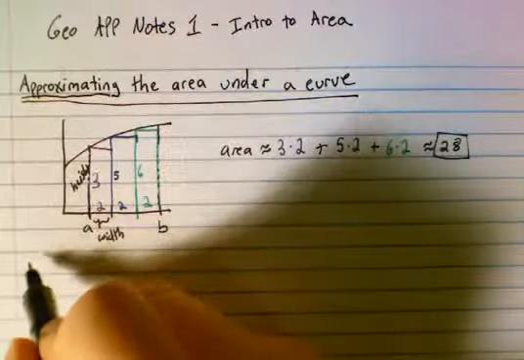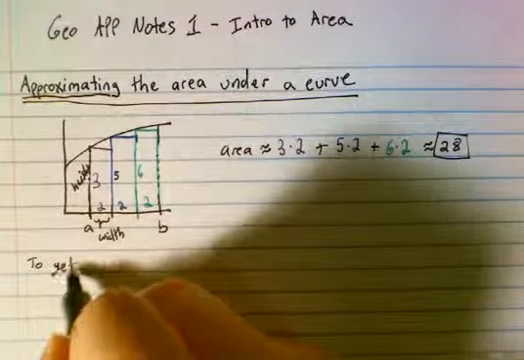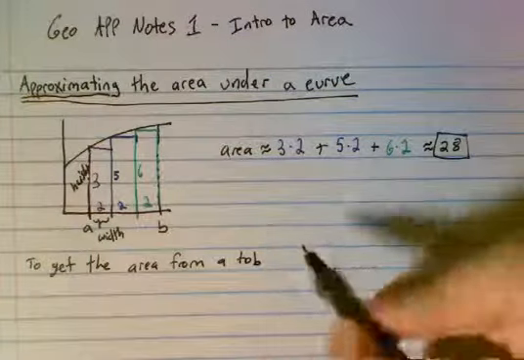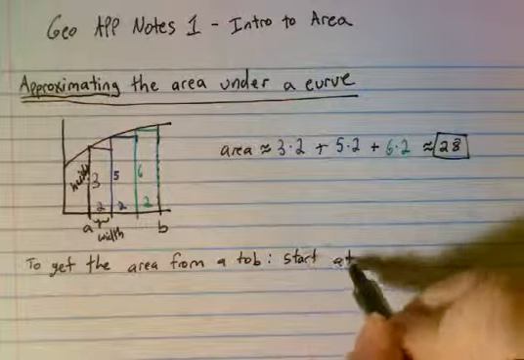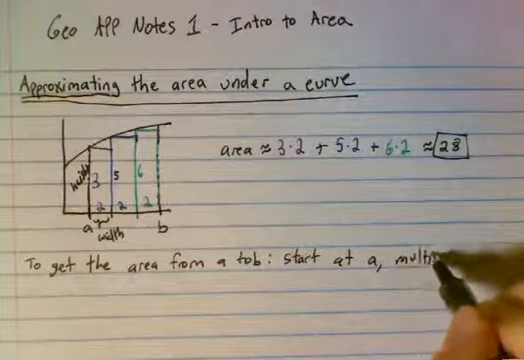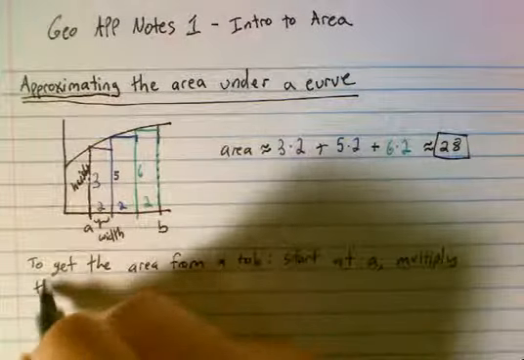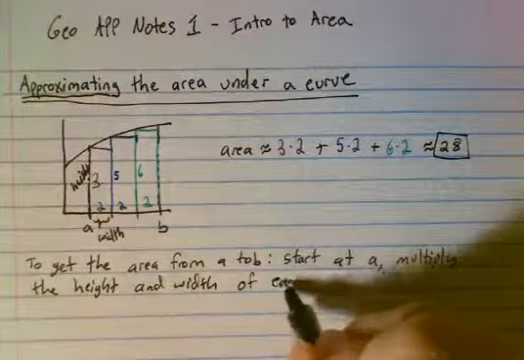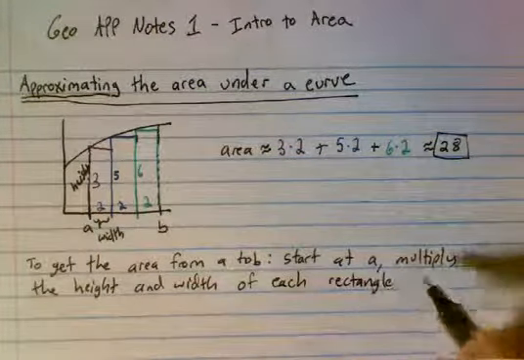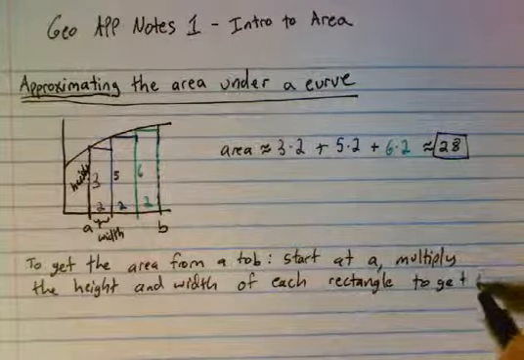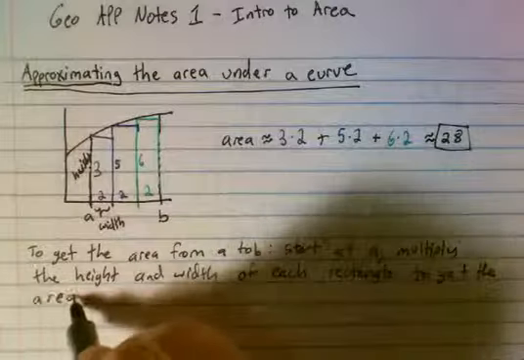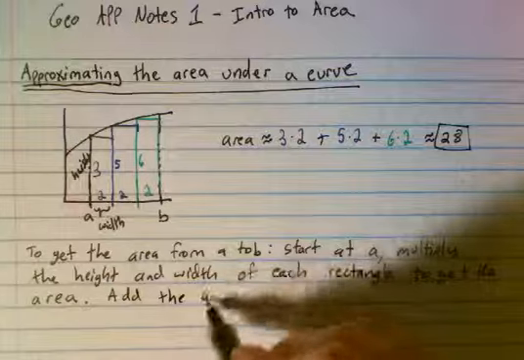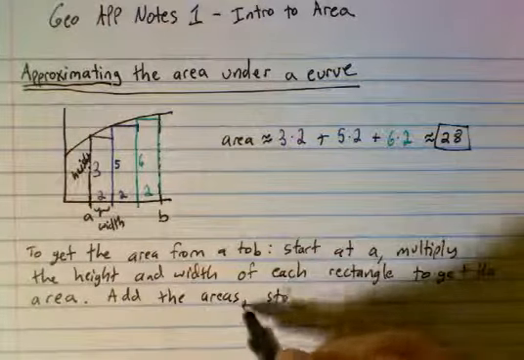So the general idea that we have is to get the area from A to B we should start at A, multiply the height and width of each rectangle to get the area. Add the areas. Stop at B.